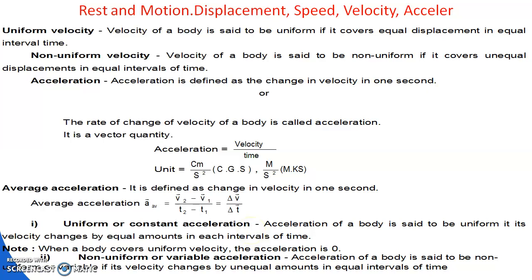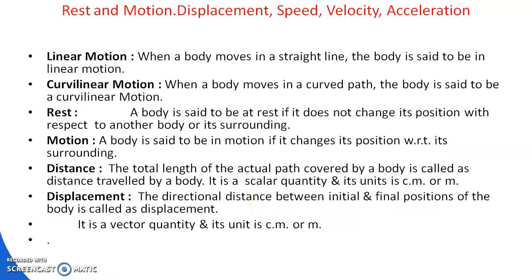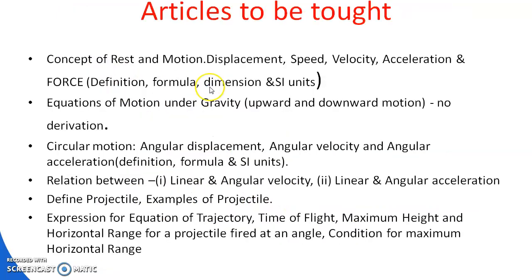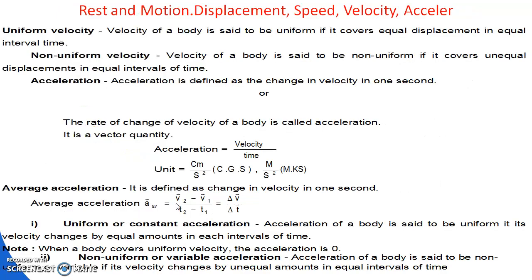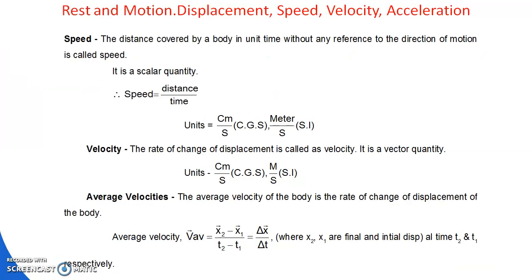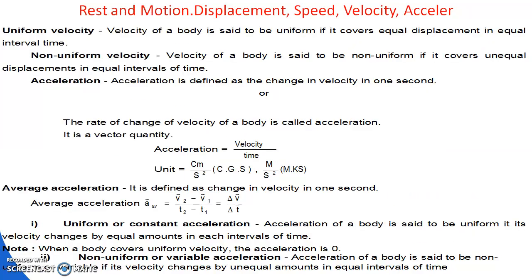Till now we have discussed several concepts: first rest, then motion, then distance and displacement, then speed and velocity. Velocity is of two types, uniform and non-uniform velocity. Acceleration is also of two types, uniform and non-uniform acceleration. So in this whole linear motion topic, we will mainly discuss four concepts.